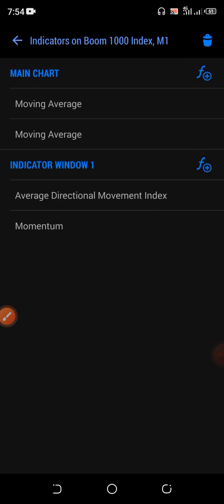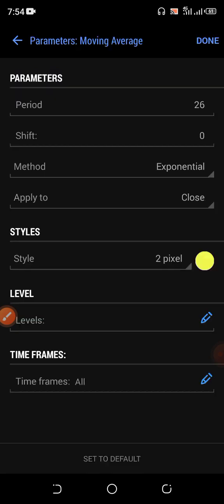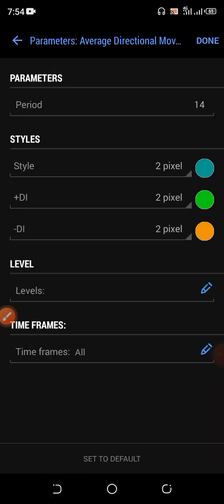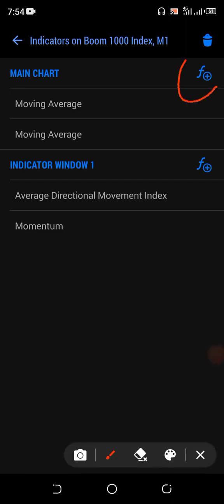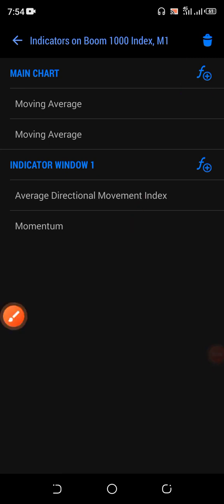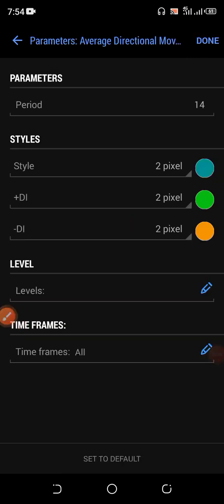E stands for exponential, M stands for moving, and the A stands for average. All right, so this is what we have. Now this indicator window 1, for some of you who don't know how we add those things, touch this place, touch here, then look for this thing here, you will find it. Now this is 14 parameters.